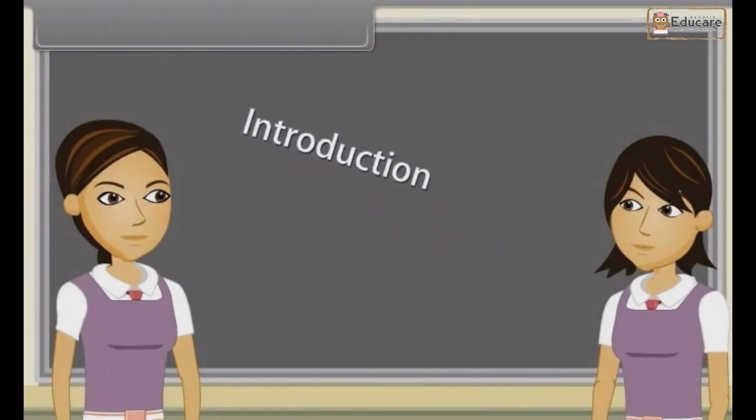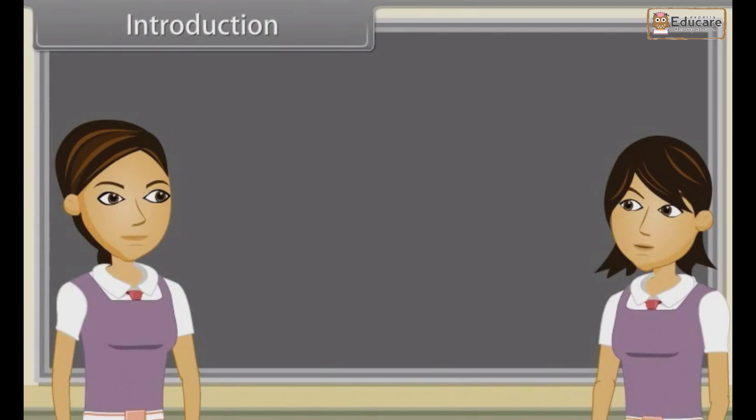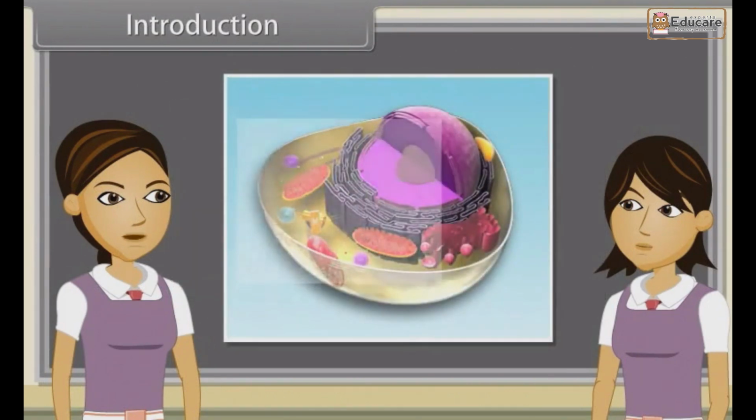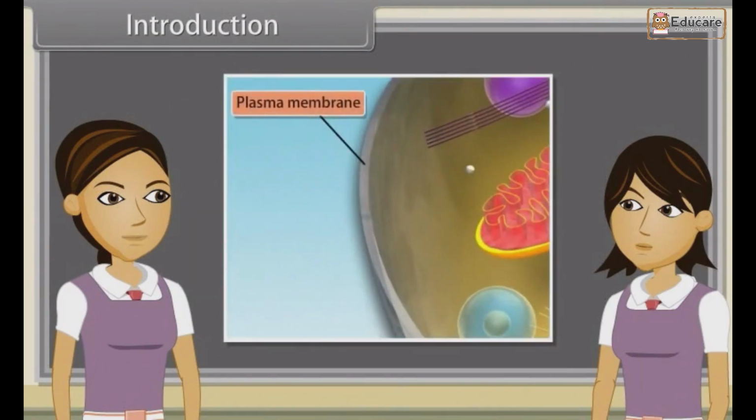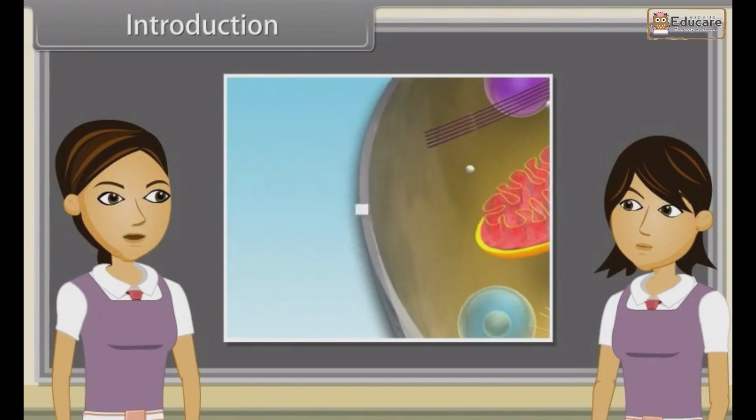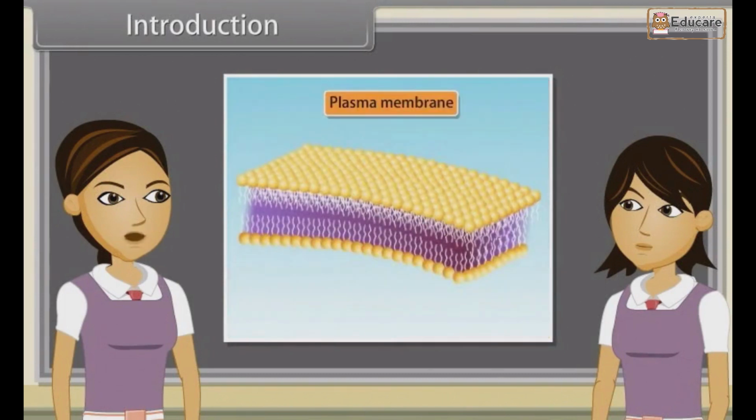Introduction. We have discussed cell theory, structure and functional regions of cell, types of plant and animal cells, structure of plant and animal cells, prokaryotic cells, and difference between plant and animal cells already. Now we'll discuss structure of eukaryotic cells and also observe the structure and functions of cell membrane and cell wall.